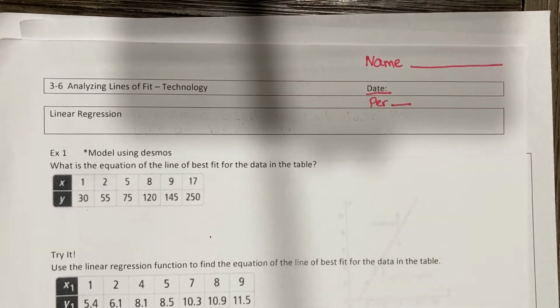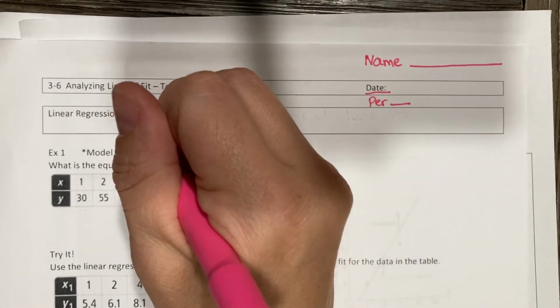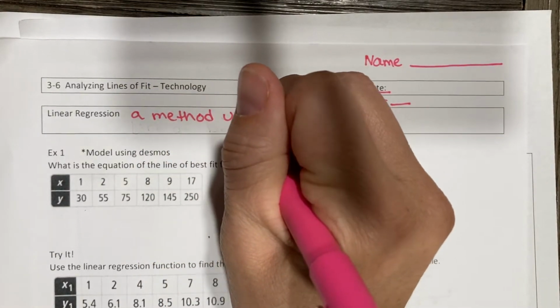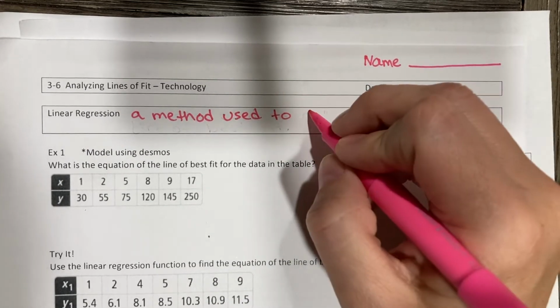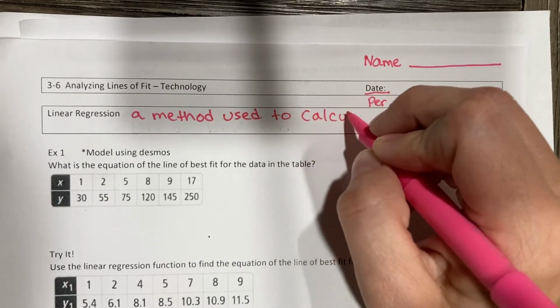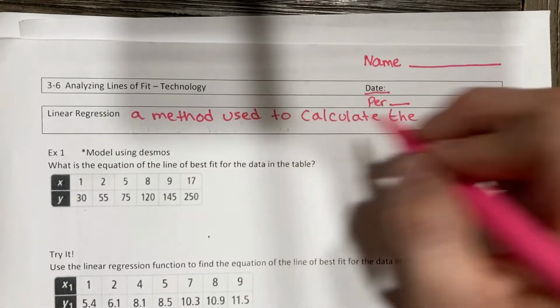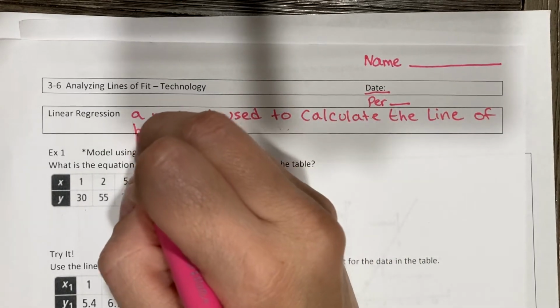For the definition of a linear regression, that is a method used to calculate the line of best fit for your data.